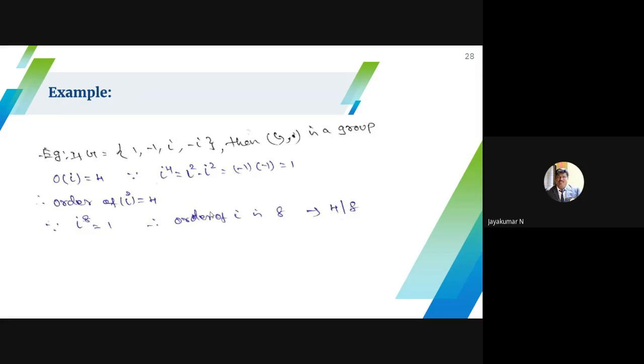Example: take G equal to {1, -1, i, -i}. Definitely you know that this is an abelian group. The order of i is 4. Easily you can verify: i squared is -1, i cubed is -i, and i power 4 is 1. Any other power of i that equals 1 must be a multiple of 4, so 4 divides 8. 4 is the least integer with i power 4 equal to 1. Therefore, if any power of i is 1, definitely 4 divides that number.